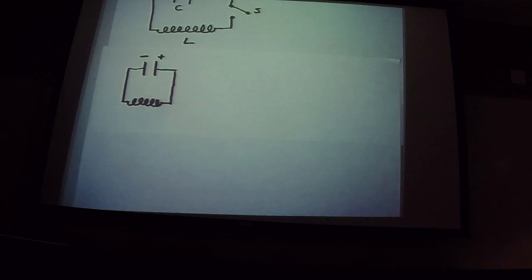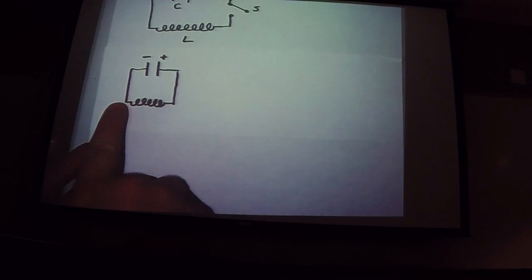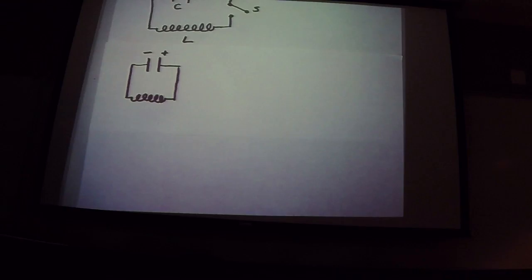Okay, so the switch is closed. I've got positive charges here, negative charges there. So what's going to happen when the switch is closed? Close the switch. Those charges are going to start what? Moving to the other side. Okay? So they start moving to the other side. They start discharging through here.